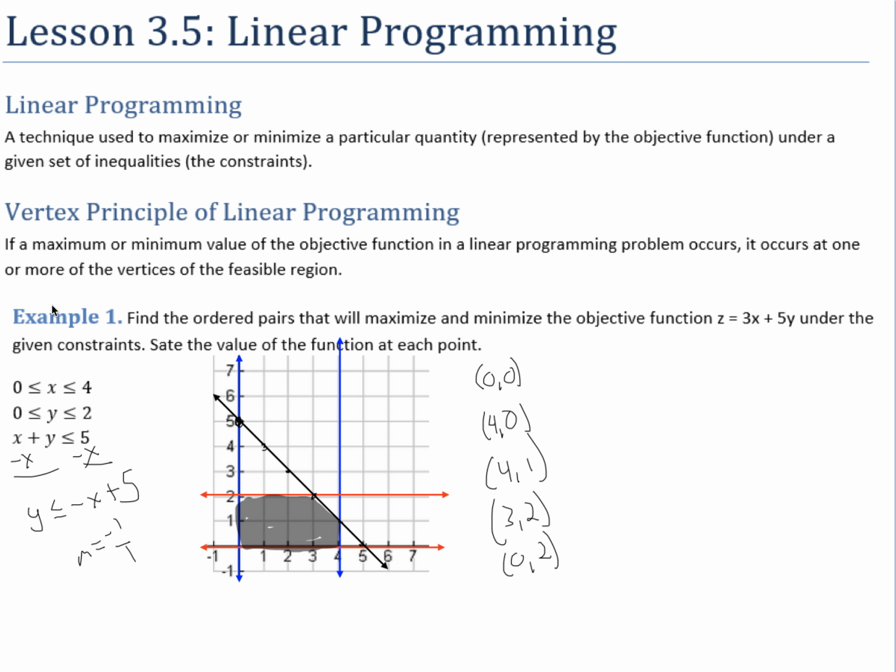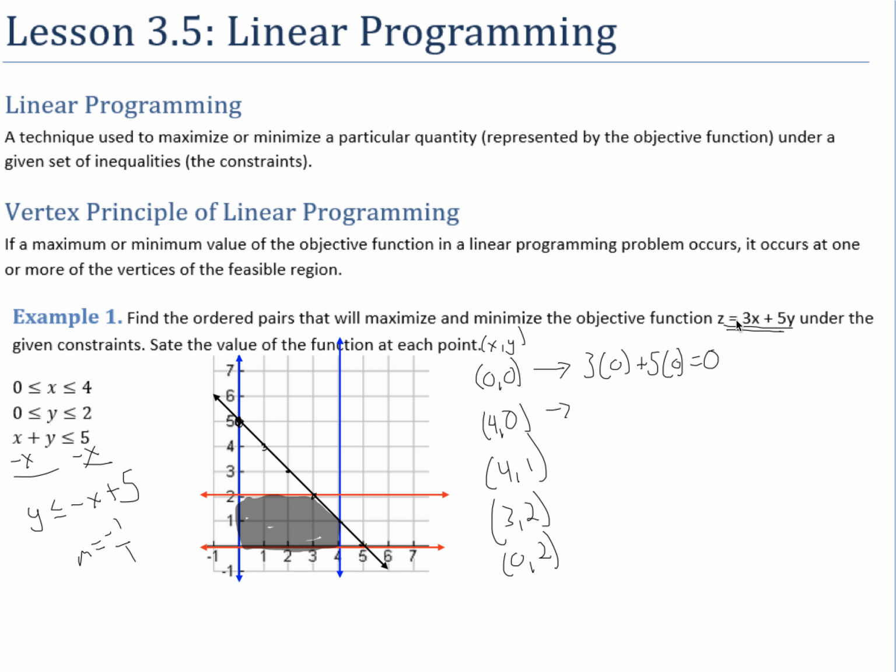So the idea is we graph our inequalities, we find the feasible region, we list our vertices, and then what we do is we plug each vertex into our objective function. So in this case, we want to find the highest value of z and the lowest value of z. So these are all x comma y. So we're going to put 0 in for x and then 0 in for y. We have 3 times 0 plus 5 times 0, which obviously gives us 0.